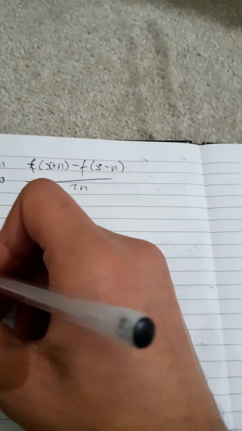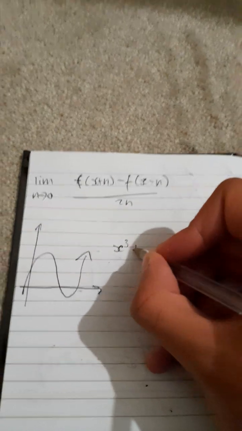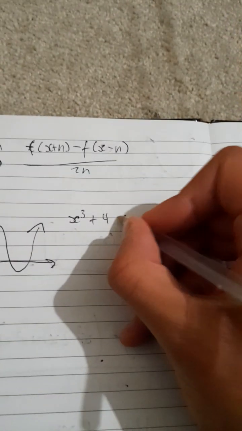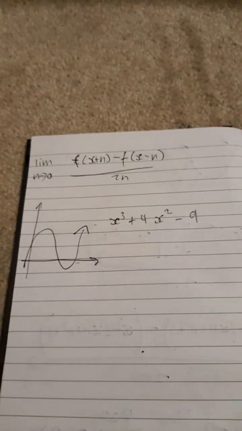Now let's say I want a graph that looks a bit like this. Remember, these sketches are not accurate, it's just rough. Let's say the equation of the graph is x cubed plus 4x squared minus 9. That's just a random graph. Okay, let's do the same thing.